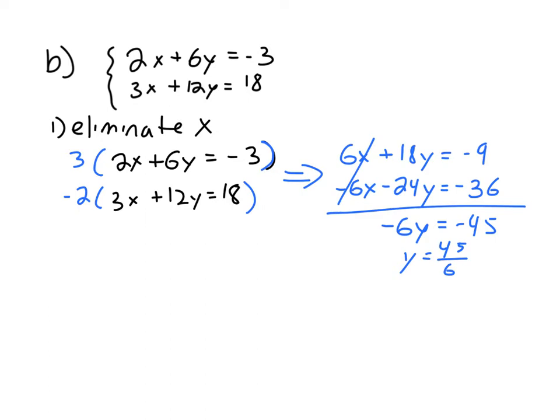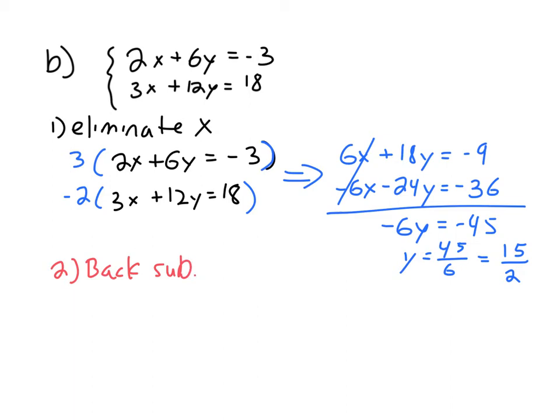Let's see, both those are divisible by 3, so that's 15 over 2. Okay? Alright, so y equals 15 over 2. So the second step is to do the back substitution. So let's do the back substitution.